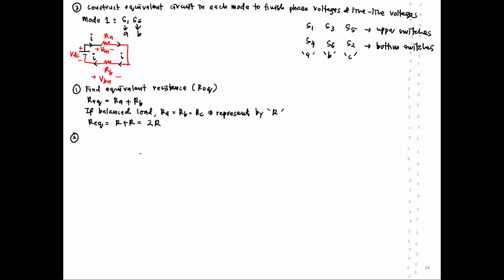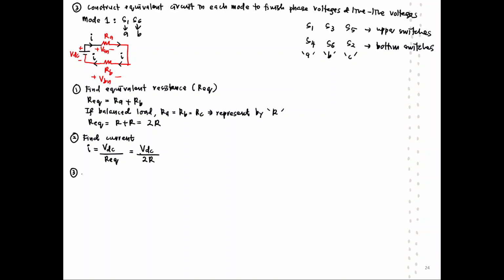Number 2, you need to find the current flowing in the circuit. I will be equal to, by Ohm's law, VDC over R equivalent, where you substitute the value you got in step number 1. So your current will be equal to VDC over 2R.